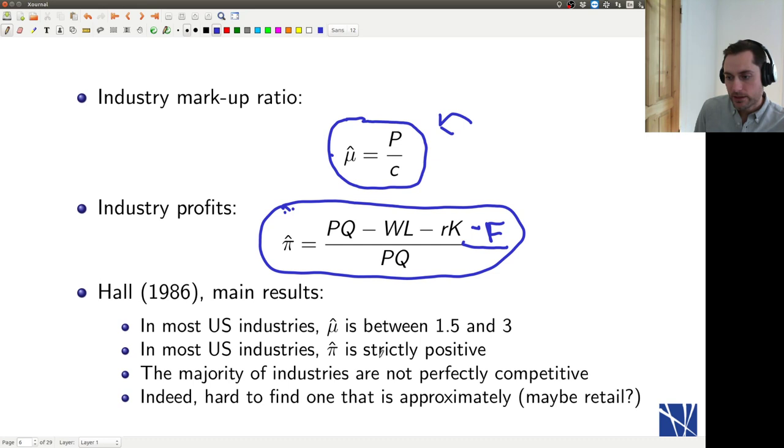So from this, at least in 1986, we conclude that the majority of industries are not perfectly competitive. And indeed, it's a little bit hard to find one that's close to perfectly competitive. Maybe the closest would be retail. Retailers typically make a very, very small profit margin, say under 10%. So this would be like 1.1 or less.